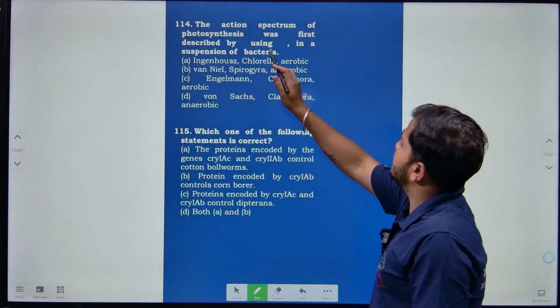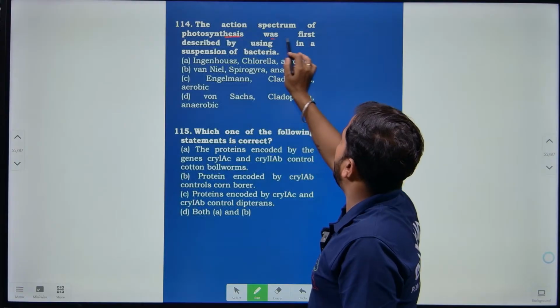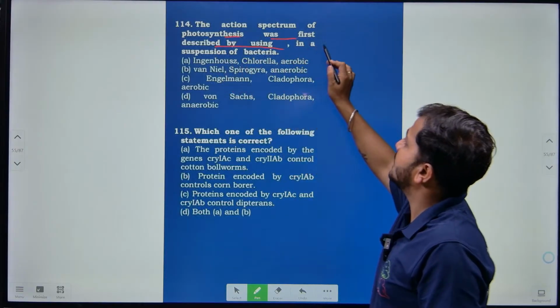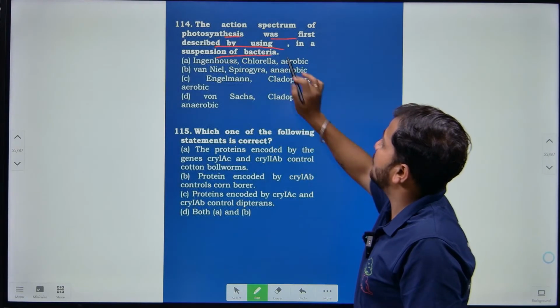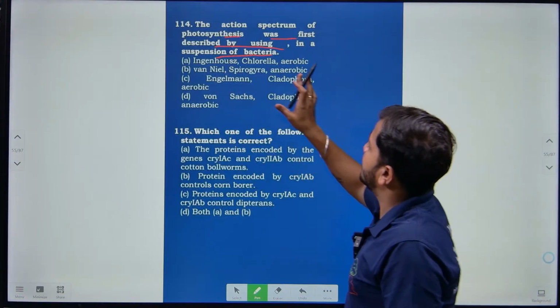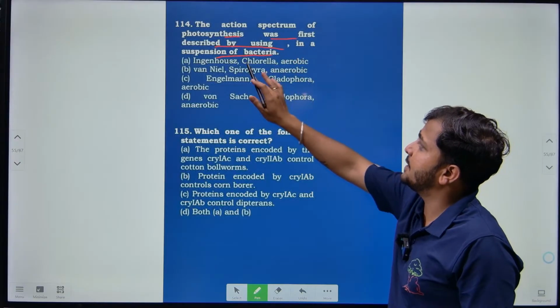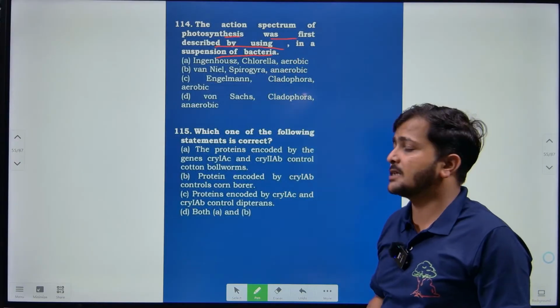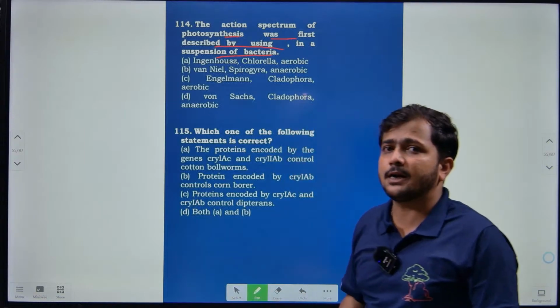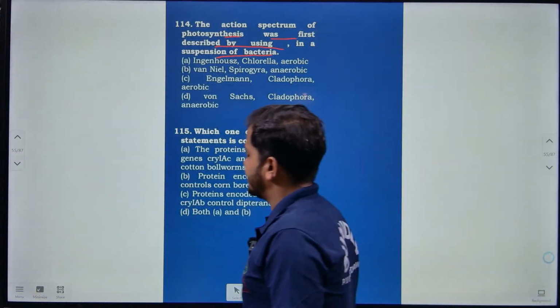Then the action spectrum of photosynthesis was first described by using a suspension of what bacteria? It is an experiment-based question, which is actually explained with respect to photosynthesis in higher plants.